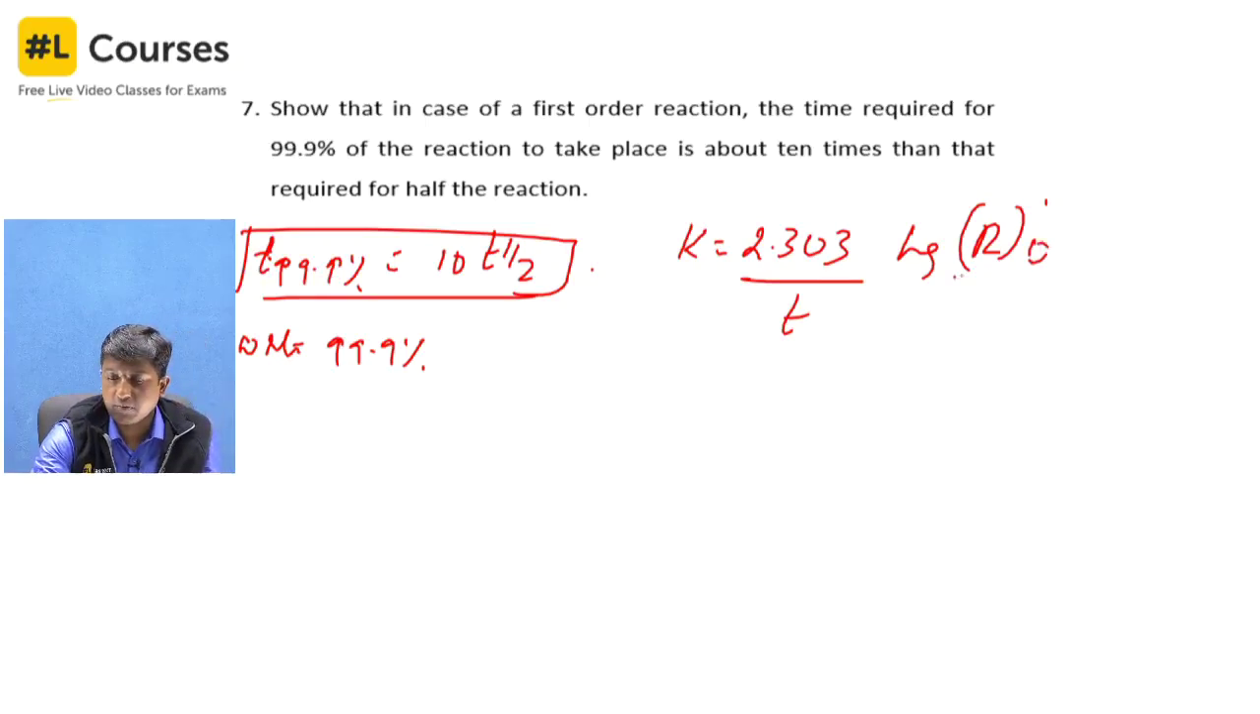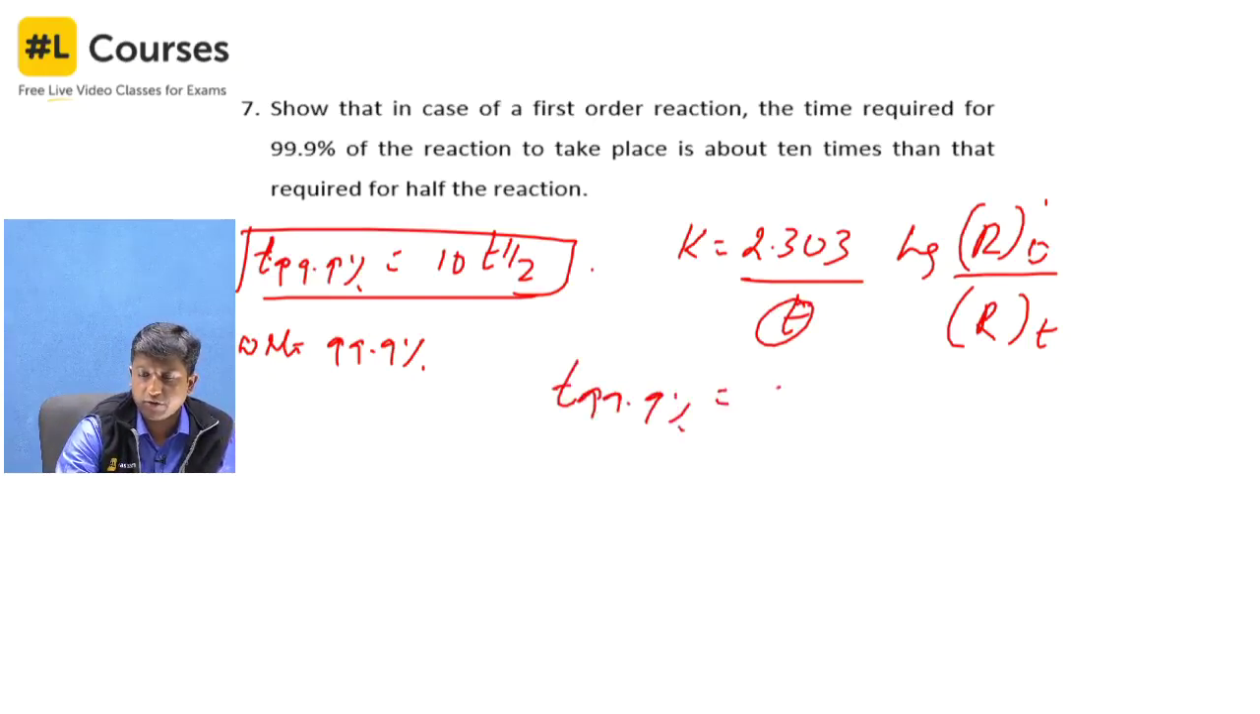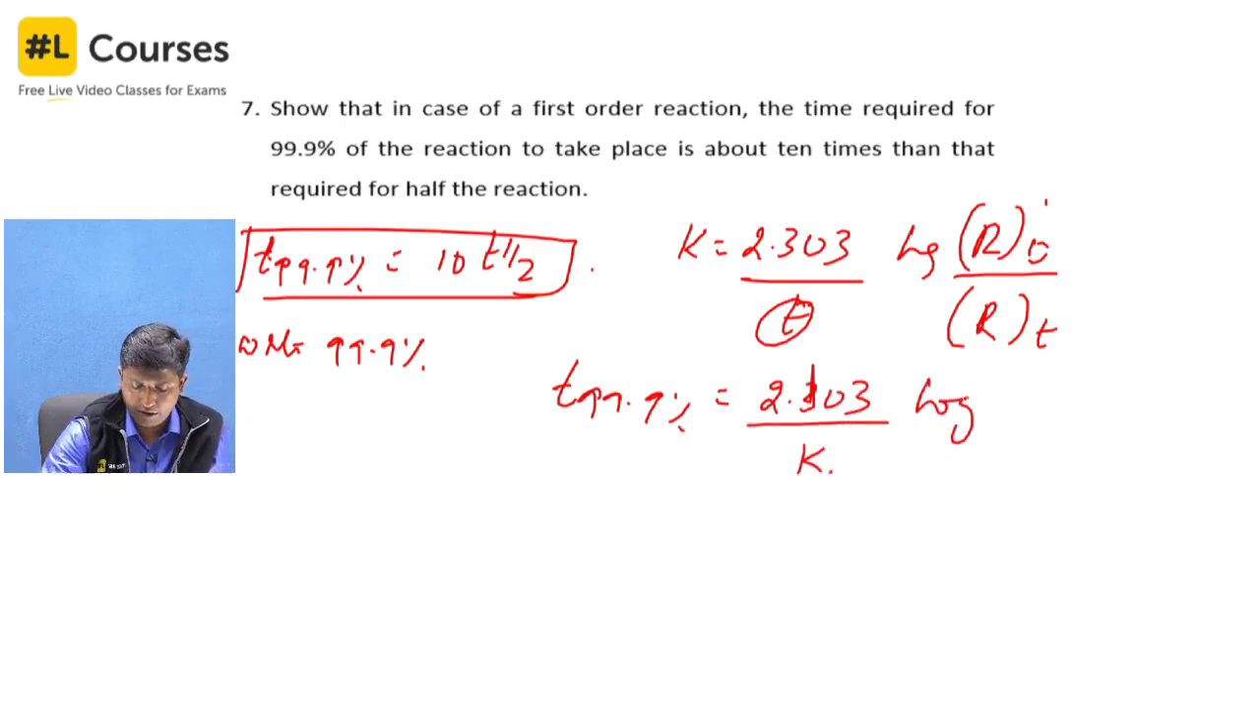it is R naught by R t. Okay then. So here let us rearrange this, the time for 99.9%. t 99.9% will be equal to 2.303 divided by k into log of that we need to take, it is 100 divided by initial concentration per percent. Percent means per 100 students. 100 divided by 100 minus.